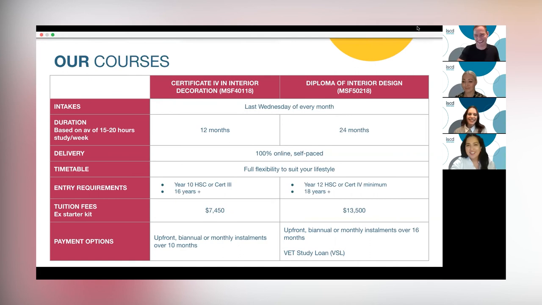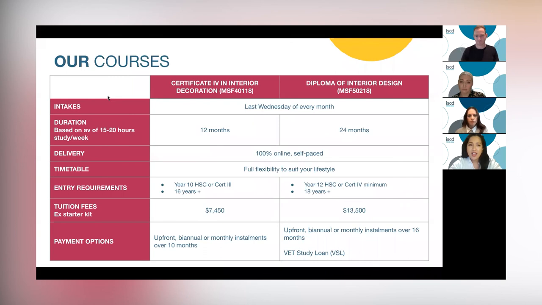So we'll start here with our two largest courses for everybody who's thinking about studying online. These two are our accredited courses, the Certificate 4 and the Diploma of Interior Design. We have monthly intakes, on the last Wednesday of every month. For example, our upcoming intake for November is on the 25th, next Wednesday, just a week to go. The Certificate 4 and the Diploma vary in duration. Certificate 4 is only 1 year, whereas the Diploma is 2. Of course, you know that it's 100% delivered online.